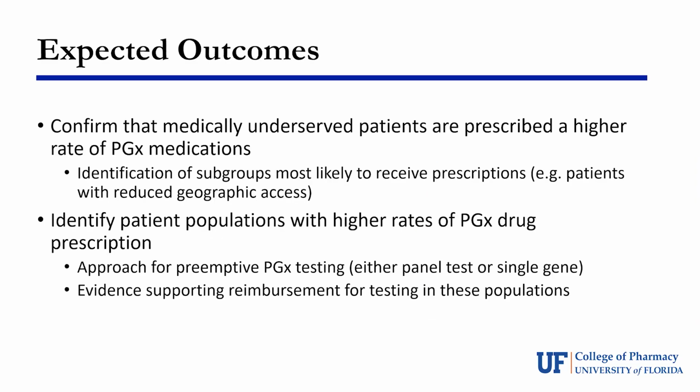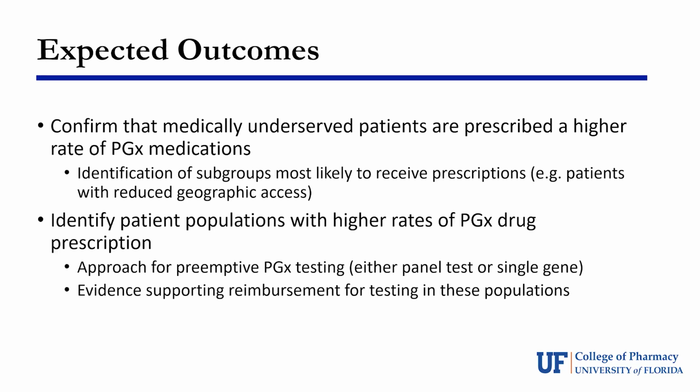So what are the expected outcomes? Well, we hope that we're going to confirm our previous findings that we've published, showing that underserved patients are prescribed a higher rate of PGX medications, but also hopefully identify subgroups. With this larger sample size, we can identify subgroups that are driving the effect that we found. So for instance, could it just be patients with reduced geographic access? Maybe it doesn't have much to do with social deprivation or other social determinants of health. We don't know.